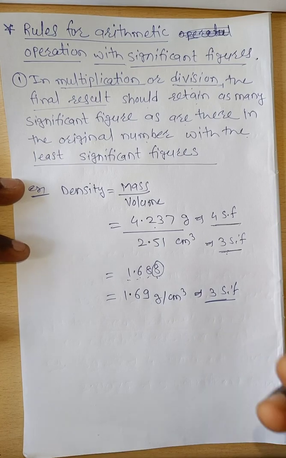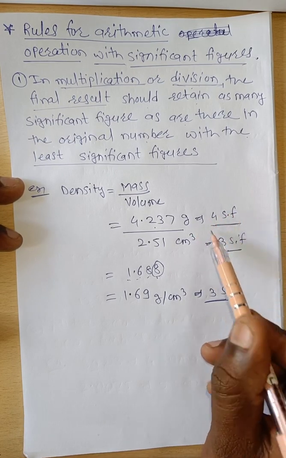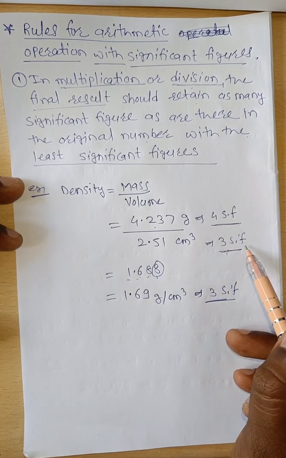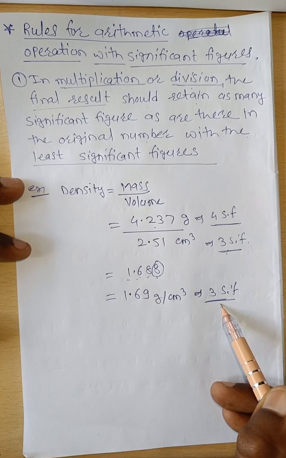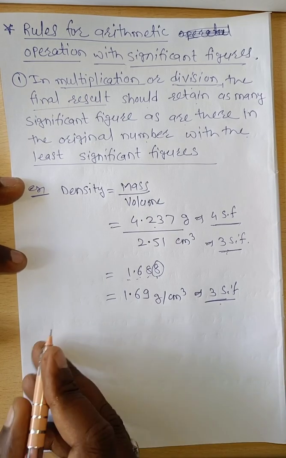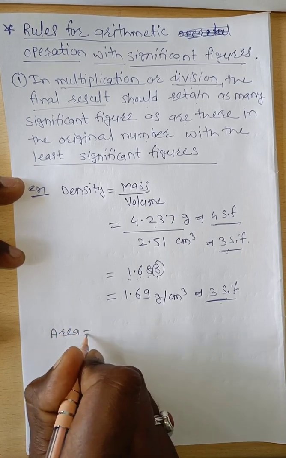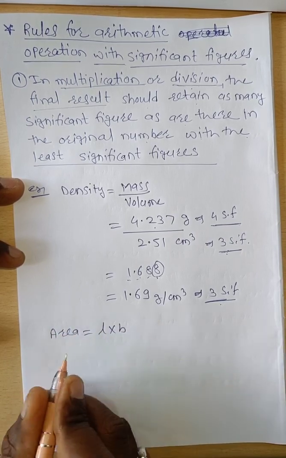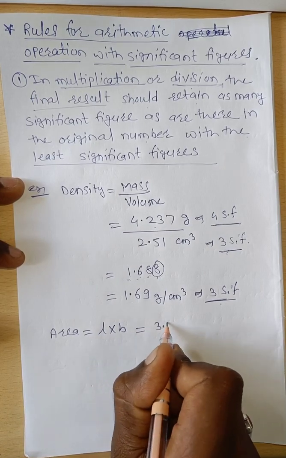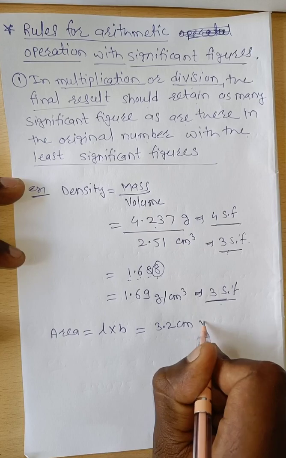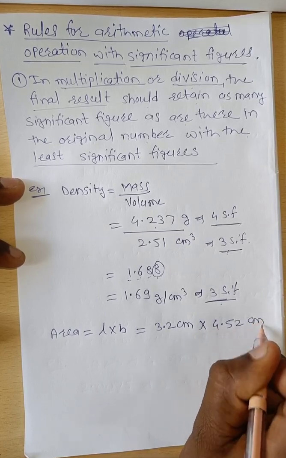Means when you perform a multiplication or division, we have to see the two numbers, then which number has fewer significant figures. The answer should be in the lesser number of significant figures. Now next example, suppose we have to find the area. Area is nothing but length into breadth. In that case take the length as 3.2 centimeters and the breadth as 4.52 centimeters.